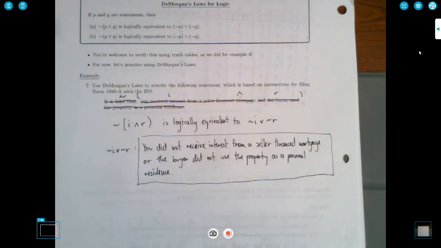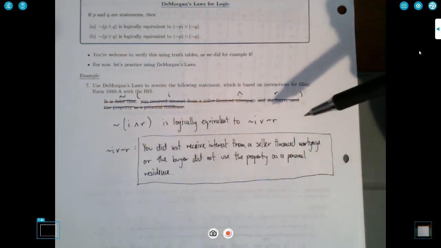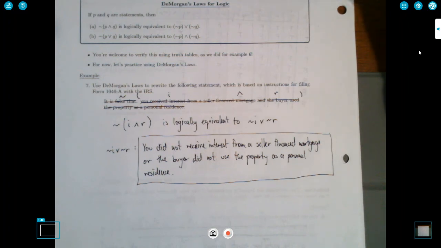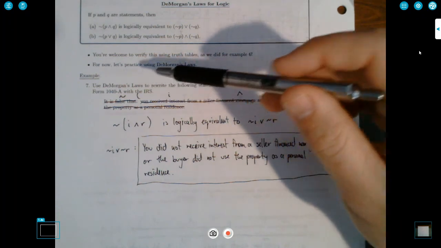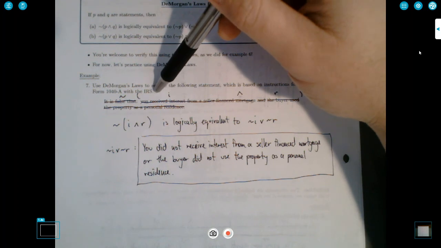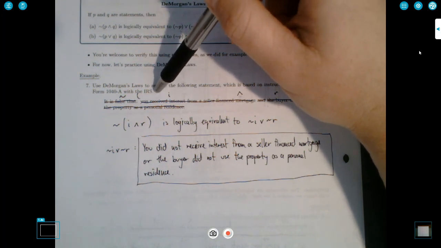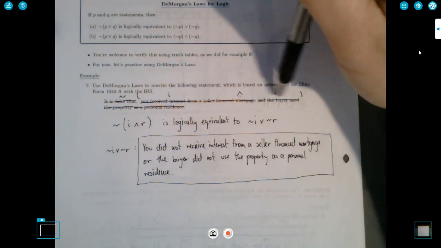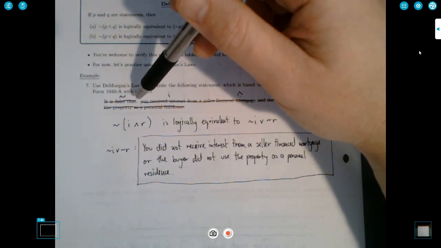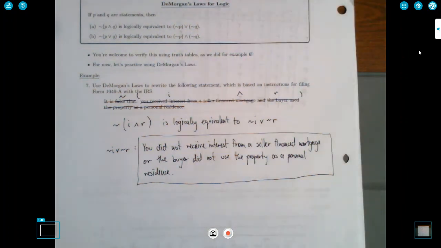All right? And you can see that this could be potentially useful. Not that you're actually going to write stuff out like this, but the more you think about this kind of stuff, the more sense it makes and the more capable you'll be of just doing it in your head. So I would imagine on the IRS form, it might say something like, did you receive interest from a seller-financed mortgage that the buyer used as a personal residence or something?